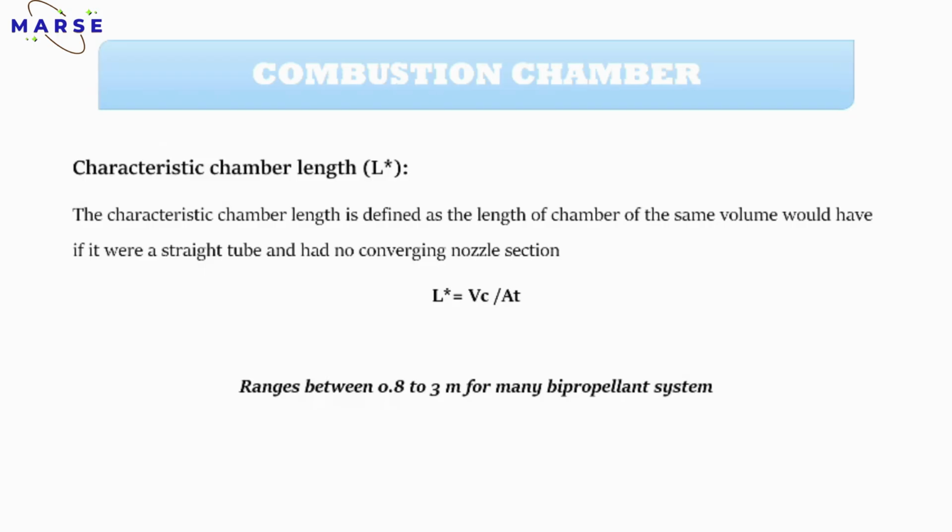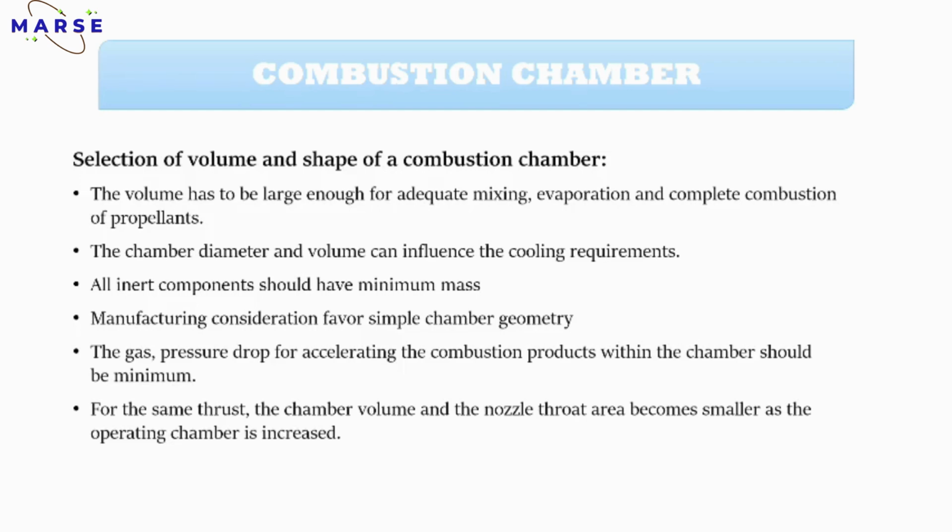Next one, the range of it. This range is between 0.8 to 3 meters for many bipropellant systems. Got it? So this range is 0.8 to 3 meters for different bipropellant engines. Next we will see the selection of the volume and the shape of the combustion chamber.